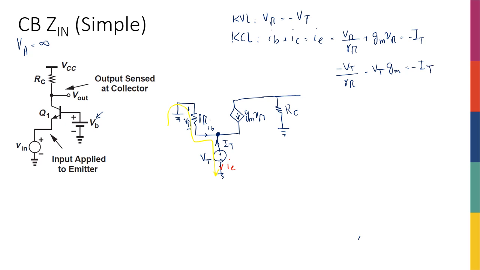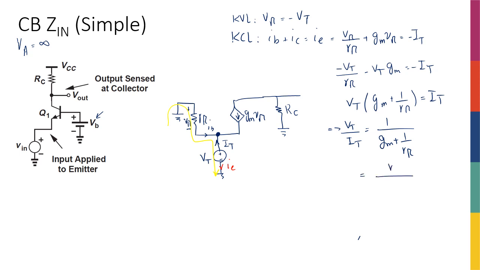All the negatives cancel out. I get VT times GM plus 1 over R pi is equal to IT. Therefore, VT over IT is going to be 1 over GM plus 1 over R pi. Now, if I do a common denominator, I'm going to get R pi over GM R pi plus 1. And knowing that this is beta, beta plus 1 is almost equal to beta. So this is almost equal to R pi over GM R pi, which is equal to 1 over GM.